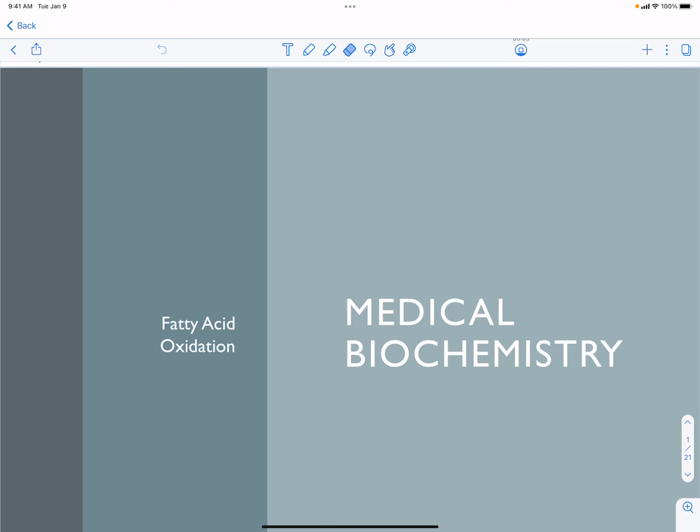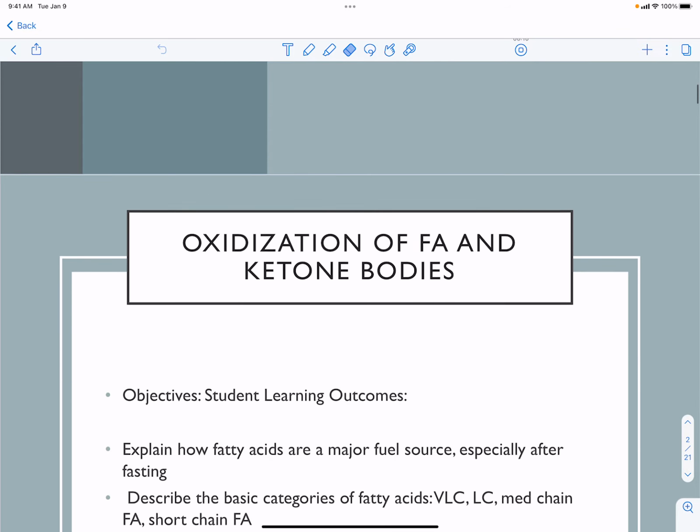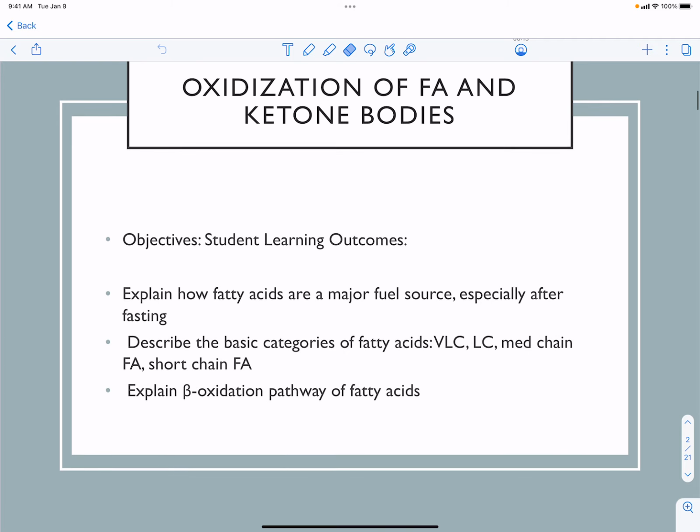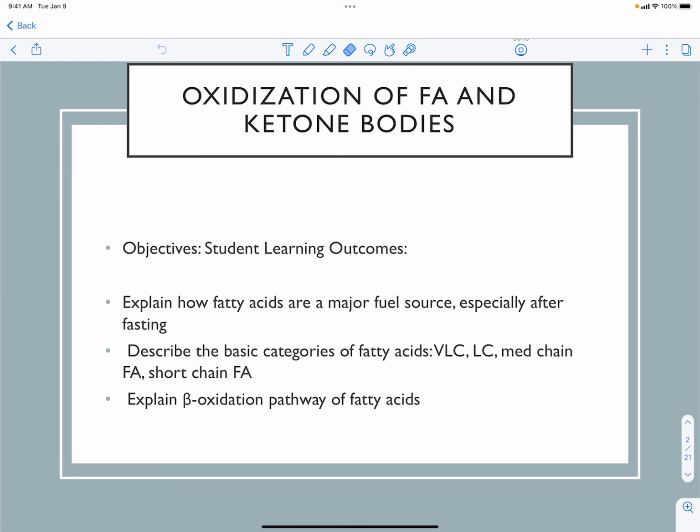Okay, so in this lecture we are going to discuss how fats are oxidized. Here we're going to learn once more how fats are a major fuel source, and this is going to be important especially after fasting. We're going to talk about the different fats, and then we're going to discuss beta oxidation of fatty acids.